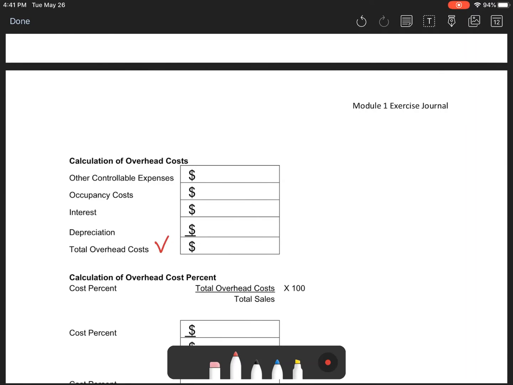Okay. So to calculate the overhead cost, we're going to add up the other controllable expenses, occupancy costs, interest, and depreciation. These are our overhead costs. So we have these numbers with us already. We have this on top as J. We have the occupancy costs located on top as M, interest as N, and depreciation as O. So let's put in the numbers.